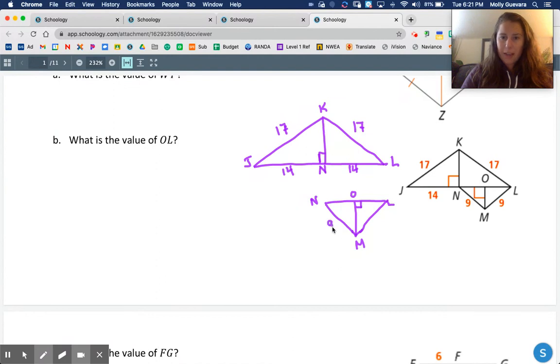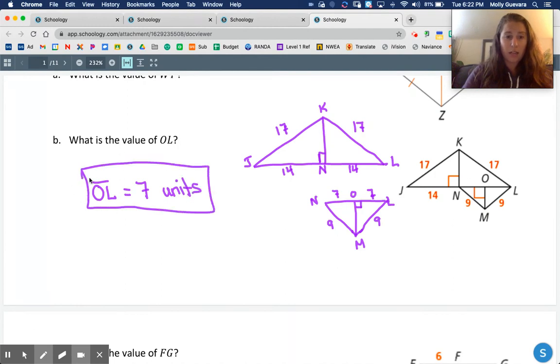Okay, so from N to L is 14. Now, since NM and LM are both 9, that tells me M is on the perpendicular bisector. So if N to L is 14, then O splits that in half. So this is 7 and this is 7 because it splits that 14 in half. So the value of OL is 7 units. The tricky part on this one was just being able to visualize and break apart these two triangles so that we could clearly see what's happening.